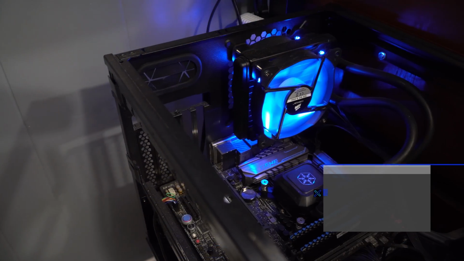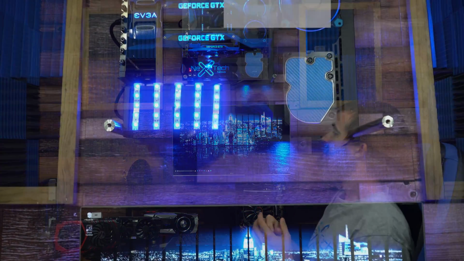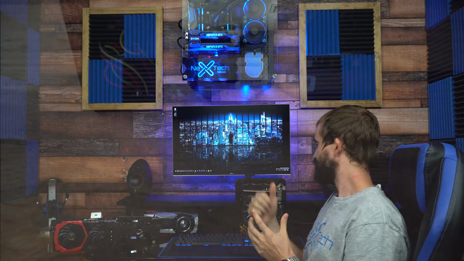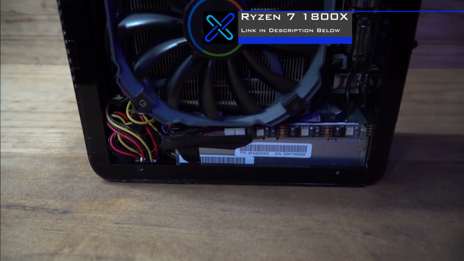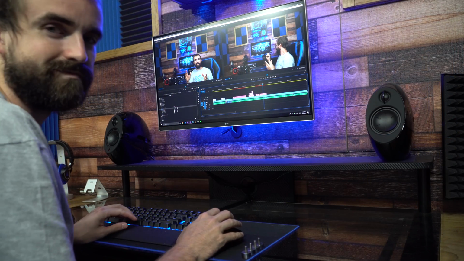Looking at all the systems to test, I have three different systems here. One has the i7-6700K, which is a four-core processor. The other has a 6850K, which is a six-core processor. And the last one has a Ryzen 7 1800X, which is an 8-core processor. So we're going all the way from a 4-core up to an 8-core, and we're going to see which one plus which graphics card is the best combination for video editors and video professionals.